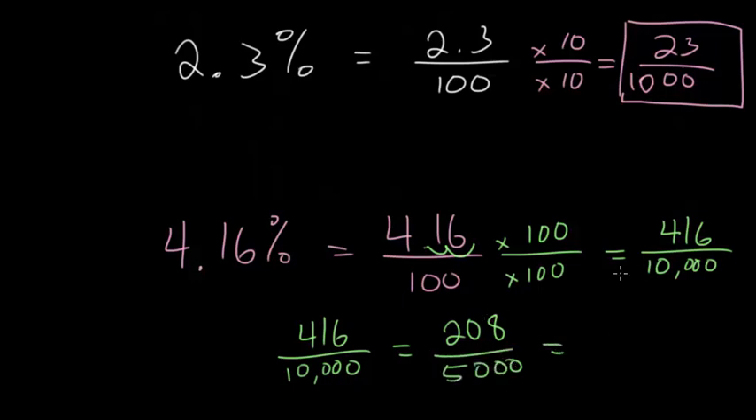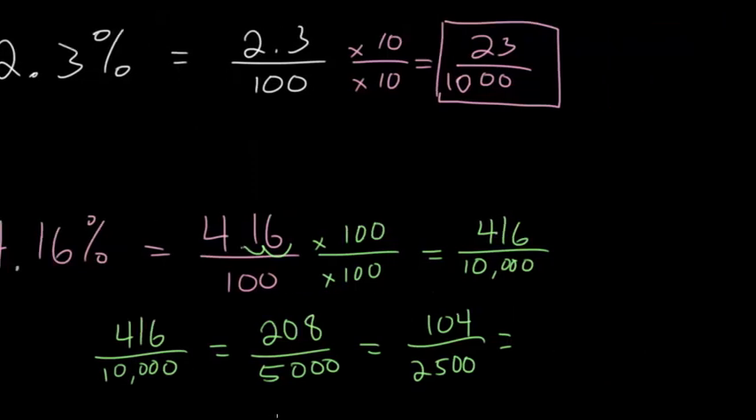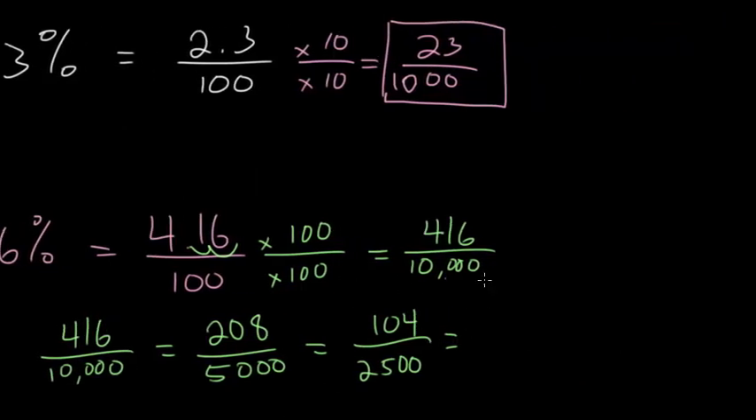Now you can cut them each in half again. This becomes 104 over 2,500. And again, just keep cutting them in half since we're dealing with even numbers. This would be 52, and this would be 1250.